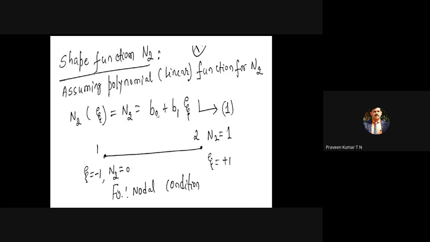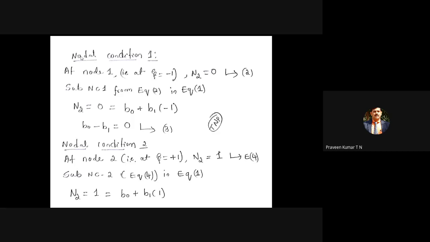There are two unknowns, B0 and B1. By using those two nodal conditions, we can get the values, with the same nodal condition applied. Nodal condition 1, at node 1, xi is equal to minus 1, N2 value is 0. If you substitute, N2 value is equal to 0 is equal to B0 plus B1 xi, where the xi value is minus 1. We are getting equation 3. In a similar way, at the other node, the N2 value is 1 and xi is equal to 1. So then we get one more equation.